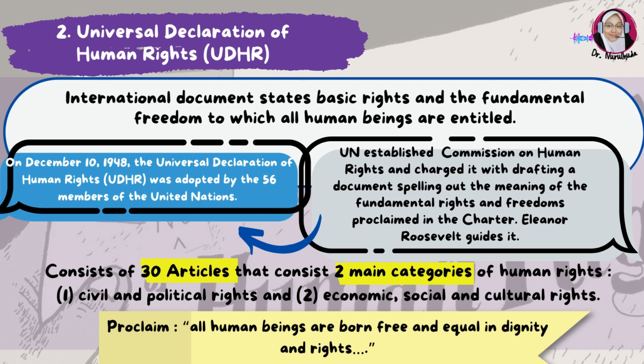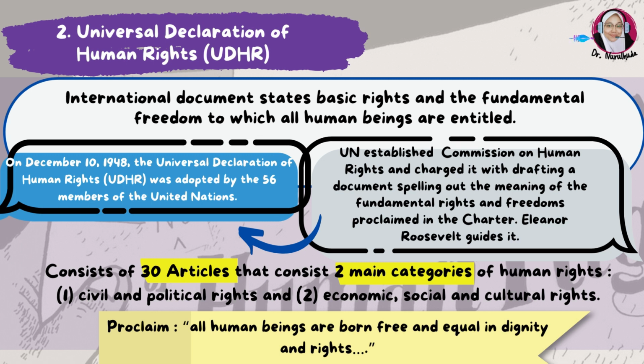So basically, the history with regards to the UDHR: the United Nations established a Commission on Human Rights and charged it with drafting a document spelling out the meaning of the fundamental rights and freedoms proclaimed in the Charter. Eleanor Roosevelt guided it. On December 10, 1948, the UDHR was adopted by 56 members of the United Nations.